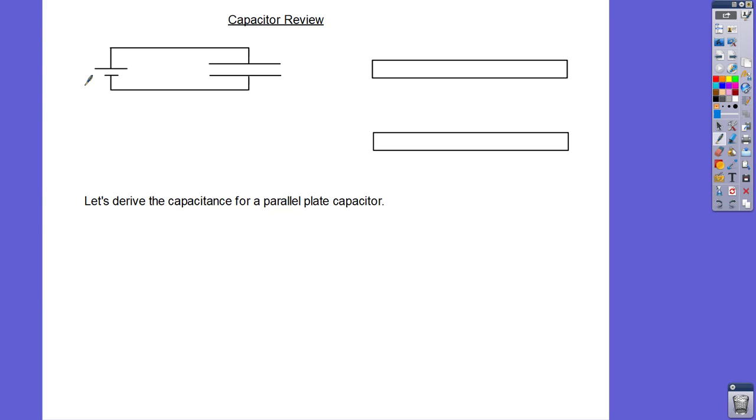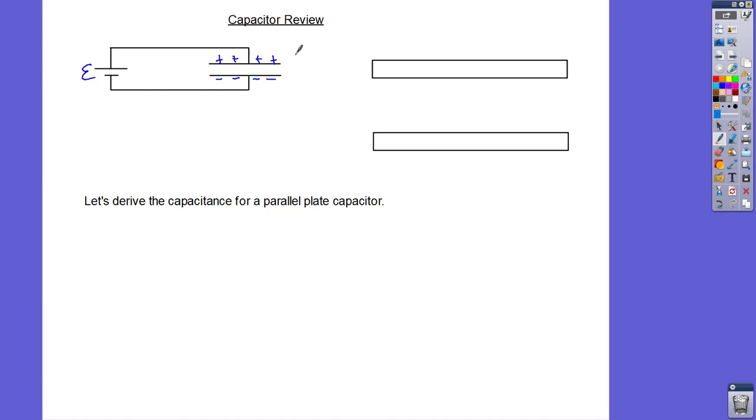So on the positive plate we're going to end up with positive charge that's connected to the positive terminal on the battery. We're going to have an equal amount of negative charge there, and that's going to have an EMF associated with it.